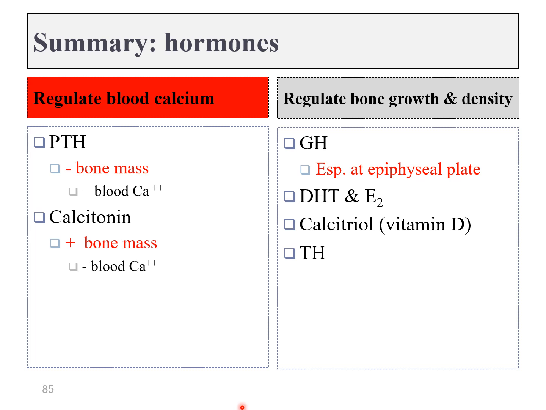On the right-hand side, we have a number of hormones that tend to increase bone density, either directly or indirectly. Growth hormone directly increases bone density. This is our primary regulator of bone growth. Estrogen and testosterone, these are the abbreviations for those two molecules, also tend to increase bone density. They're not quite as strong as growth hormone, but they do have beneficial effects on bone density.